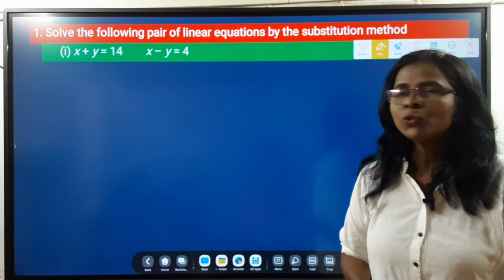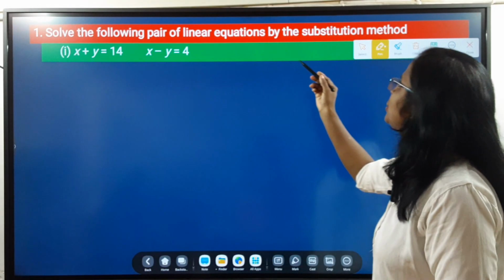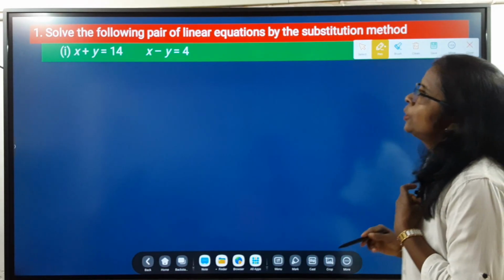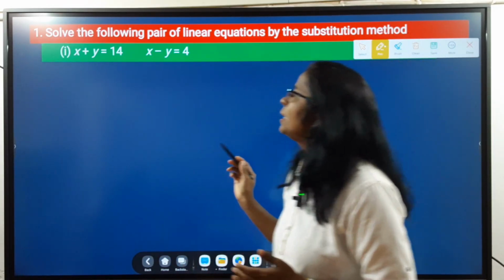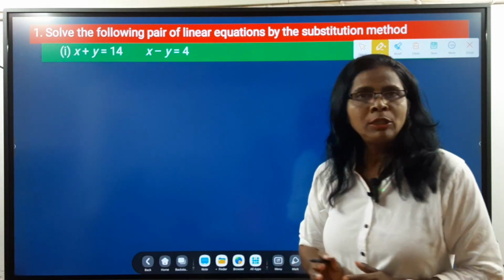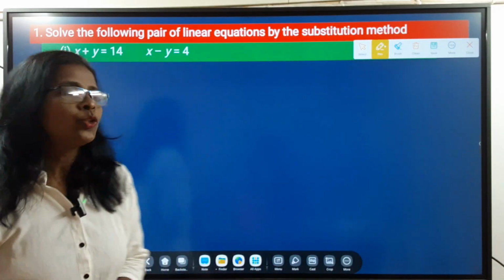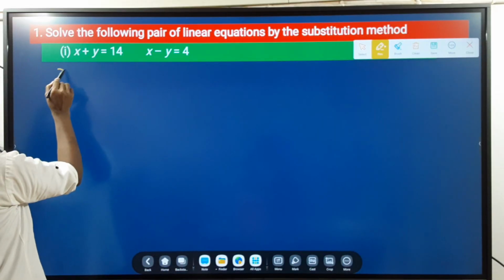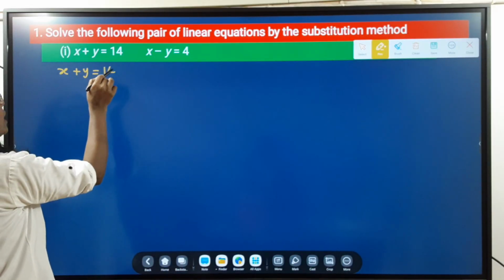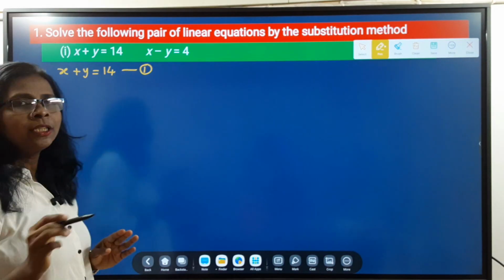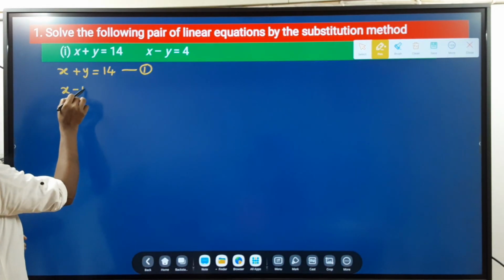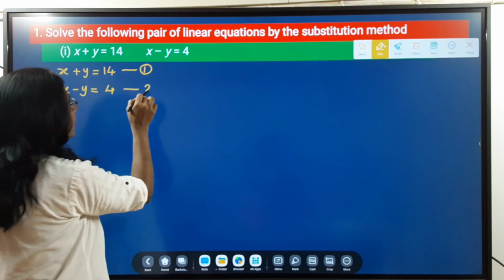Let us see the first question, students. Solve the following pair of linear equations by the substitution method. The first example is x plus y is equal to 14 and x minus y is equal to 4. Now here, students, we have to solve these equations with the help of the substitution method. So I call x plus y is equal to 14 the first equation, then I call x minus y is equal to 4 the second equation.